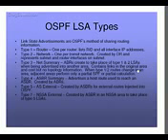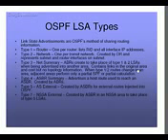AS external type 5 is created by an ASBR to inject routes into the OSPF process. So that's really anything injected by an ASBR, anything external when you do your redistribution from another routing protocol or static or connected, that's going to come in as a type 5.